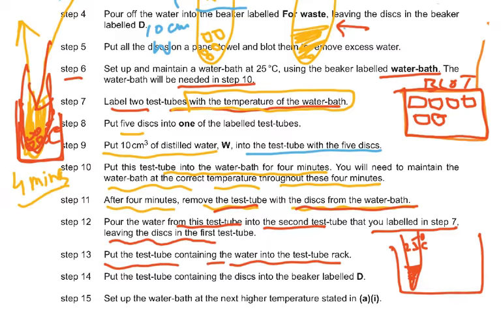So you put the test tube containing the water into the test tube rack. Now put the test tube containing the discs. This test tube which had the discs, you put it in that beaker, which was labeled D, which was empty at the moment, because you had taken the discs out of it. So there's just a beaker there in which you would place the test tube containing the discs.